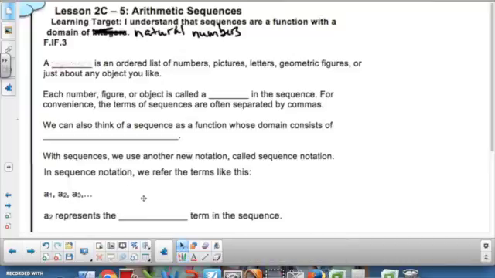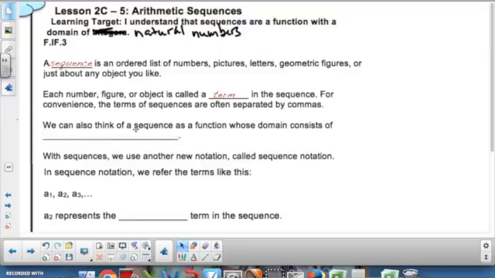A sequence is an ordered list of numbers, pictures, letters, geometric figures, pretty much anything you want. In this class we are going to be focusing on numbers, but just bear in mind that the word sequence just means pattern, basically. It's the list that falls into some sort of pattern. Because we're talking about arithmetic sequences, though, we are going to be looking at numbers here. When you're talking about a sequence, each number is called a term. We usually separate them with commas. That's just so that if you have a sequence that goes 1, 2, 3, you don't think it's 123. You realize that those are three separate terms.